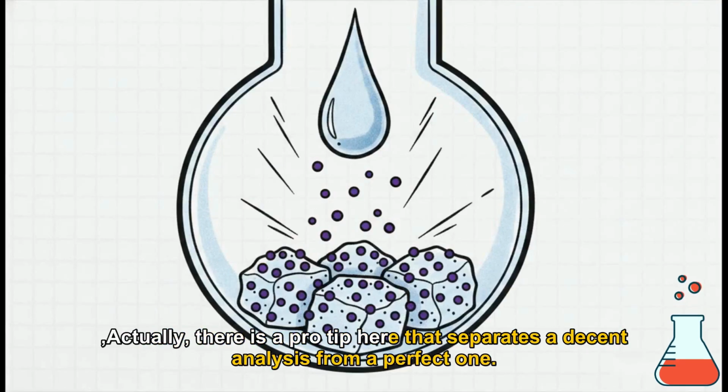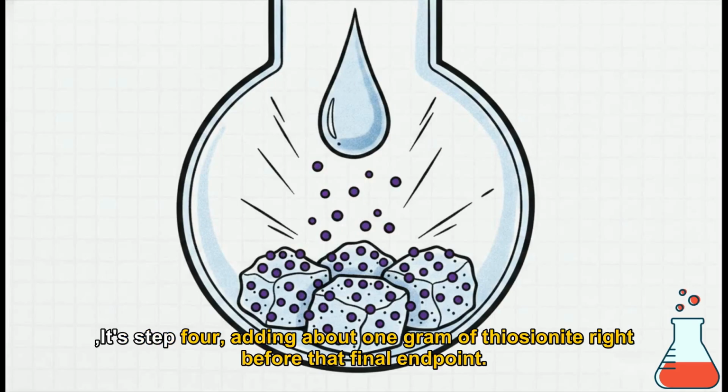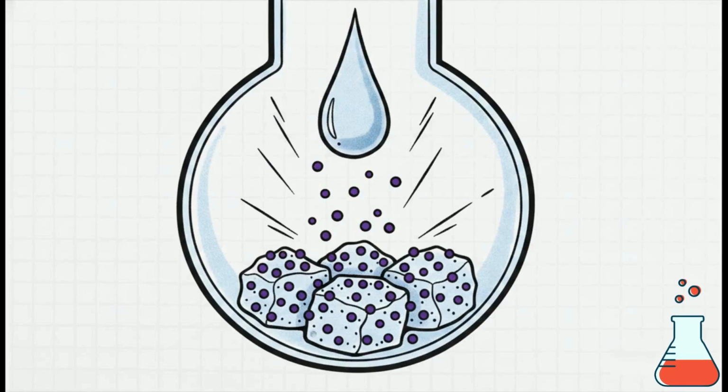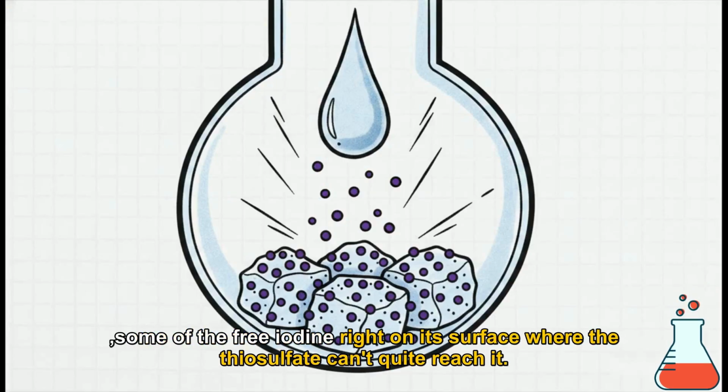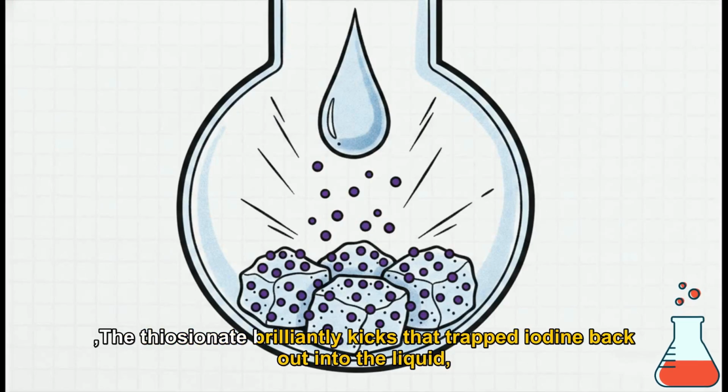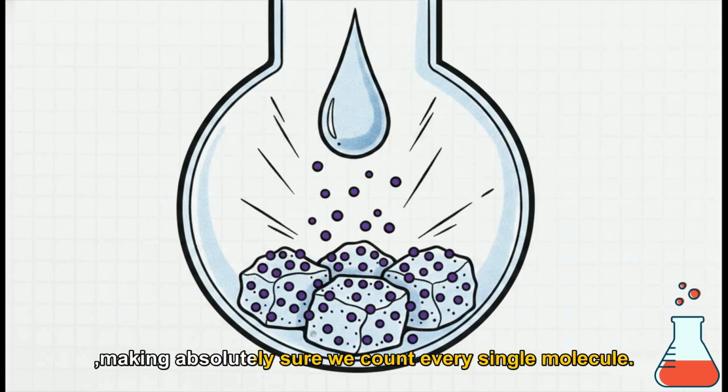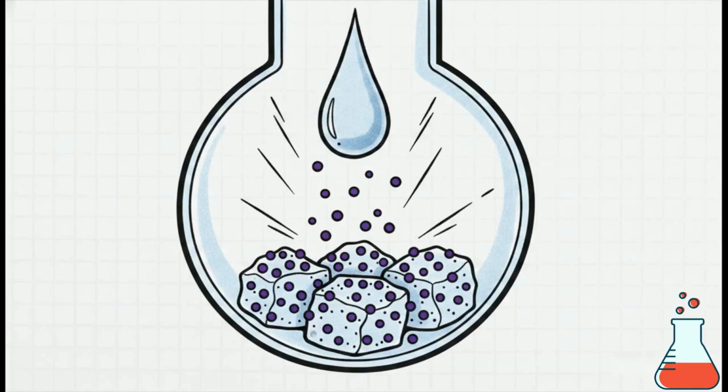Actually, there is a pro tip here that separates a decent analysis from a perfect one. It's step 4, adding about 1 gram of thiocyanate right before that final endpoint. Why do we do this? Well, the solid copper iodide precipitate actually traps or absorbs some of the free iodine right on its surface where the thiosulfate can't quite reach it. The thiocyanate brilliantly kicks that trapped iodine back out into the liquid, making absolutely sure we count every single molecule.